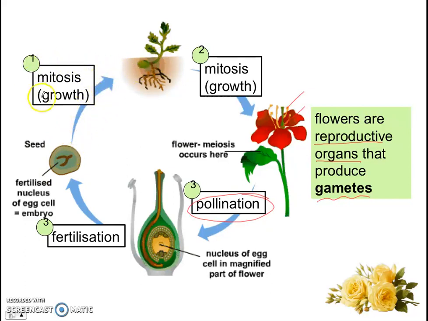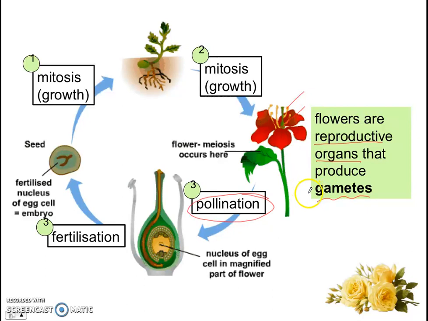Of course, growth always involves mitosis. Mitosis is just producing identical cells. So we'll divide to form a new plant. And this new plant will grow. Eventually it will grow flowers. And then inside the flowers, gametes reproduce, and then we start the cycle of sexual reproduction again.